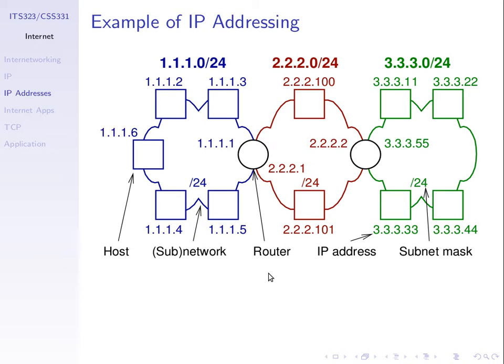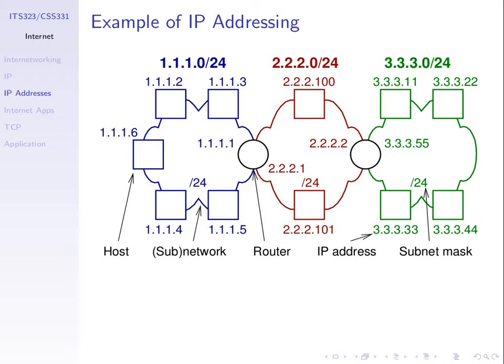So we'll use this example to explain these special cases. Very simple example with three subnets. I've assigned the network addresses at the top, 1.1.1.0/24 to keep everything simple. The blue subnet, the red one, 2.2.2.0, the green one, 3.3.3.0. So we have three subnets.